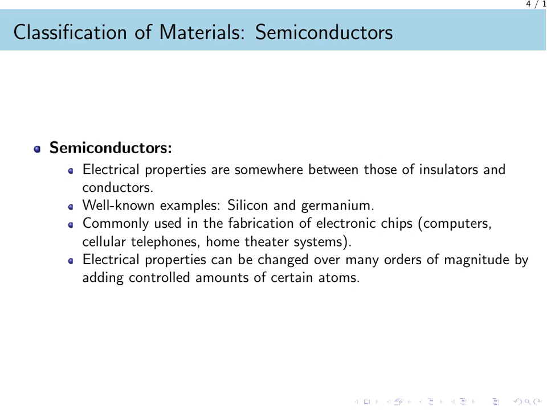The electrical properties of semiconductors lie somewhere between those of insulators and conductors. Well-known examples of these materials include silicon and germanium. These materials are incredibly important in modern technology and are commonly used in the fabrication of a wide variety of electronic chips found in computers, cellular telephones, and home theater systems. One of the most useful features of semiconductors is that their electrical properties can be drastically changed over many orders of magnitude, simply by adding controlled amounts of certain atoms to the materials.